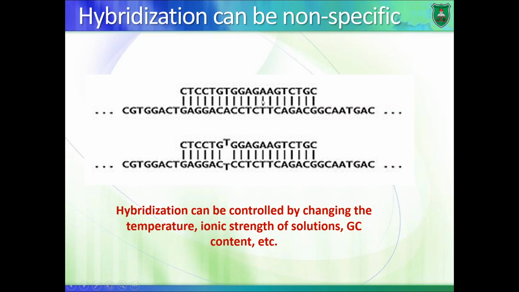Well, can imperfect hybridization take place? Yes, again, as long as there are enough hydrogen bonds, you can have imperfect hybridization between a short DNA molecule and a large DNA molecule under permissible conditions.